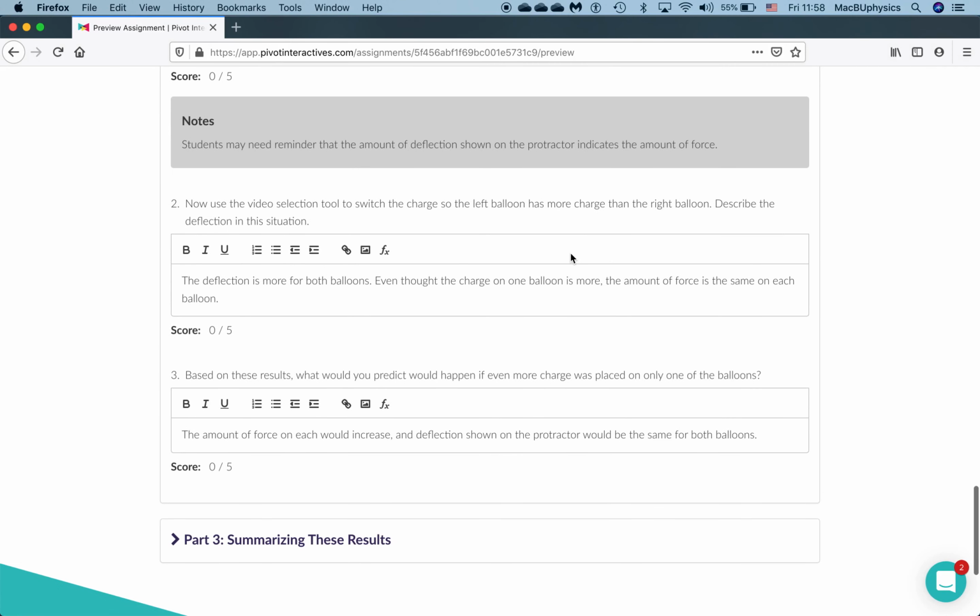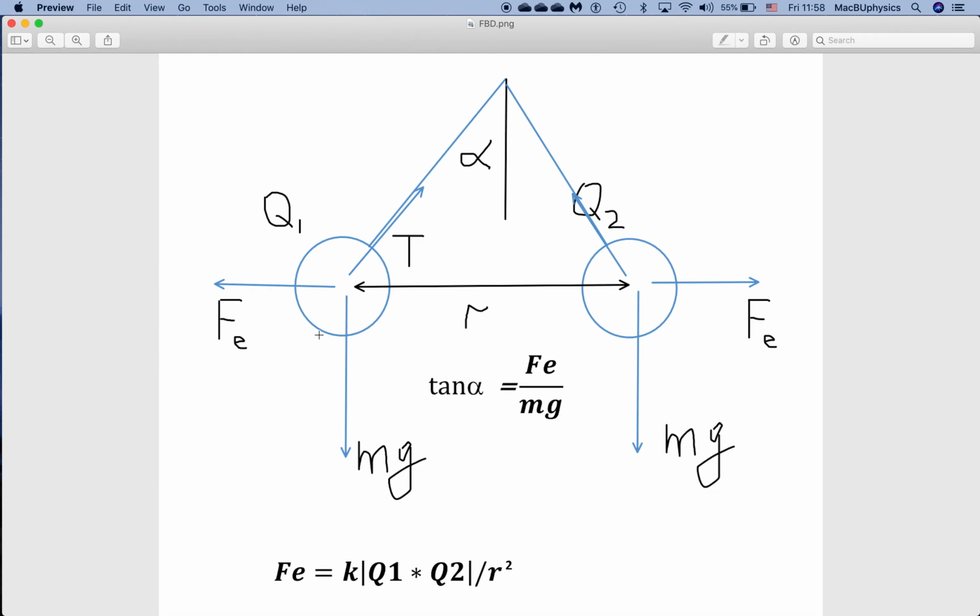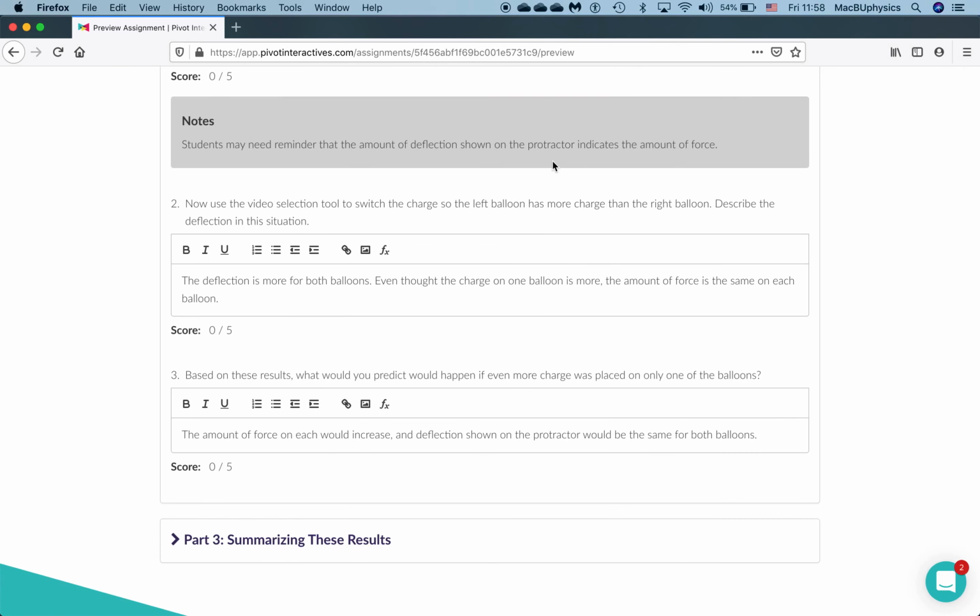And this is what you should write. When you write your answers, you should say something about both situations. Changing charge affects the strength, and you can compare the force before and after, but it affects equally charges on the left and on the right. So the deflection will be always the same on the left and on the right.